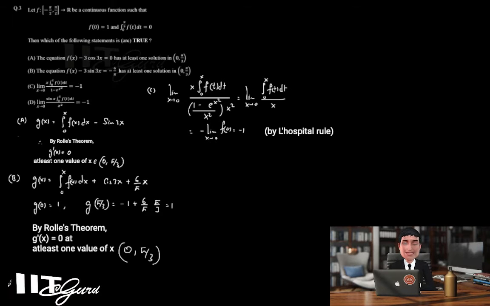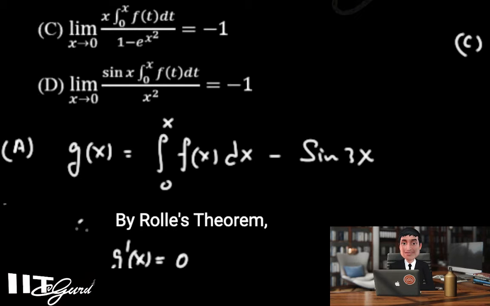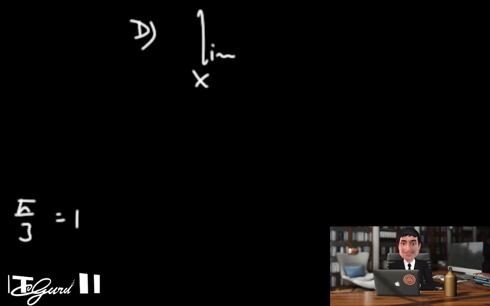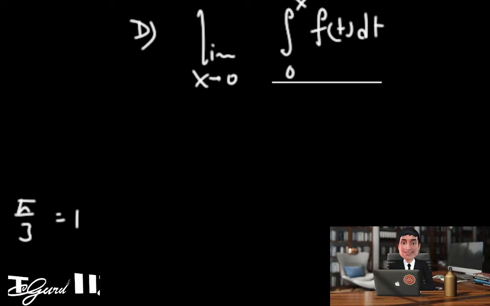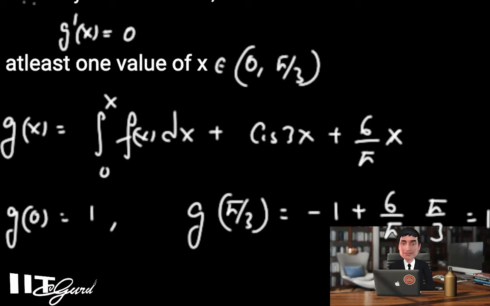What about D option? Let's see D option. What's D option here? That is sin x integral of this one, 0 to x f(t) dt. Once again, same here. You have to apply L'Hopital rule. So by using L'Hopital rule, here also we will go to check for D option. So we see D option, that is limit x tends to 0, and then integral of 0 to x, that is f(t) dt, divided by x, given over here. You can see the question. This one is D option, this and x square.